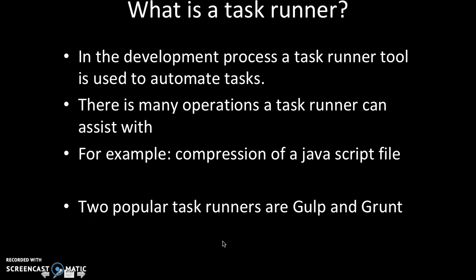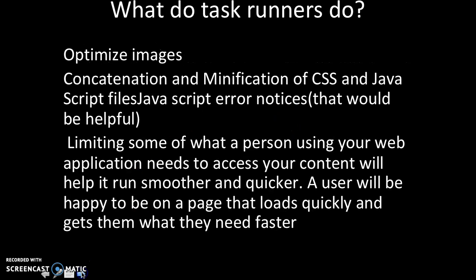First question, what's a task runner? In the development process, a task runner tool is used to automate tasks. There's many operations a task runner can assist with. An example is compression of a JavaScript file. Two popular task runners are Gulp and Grunt.